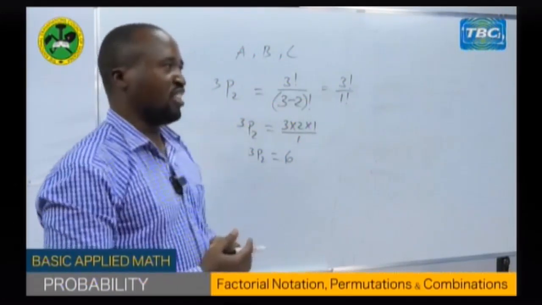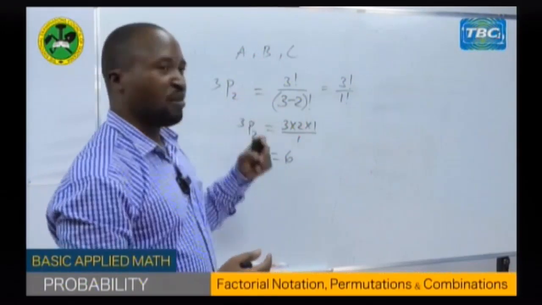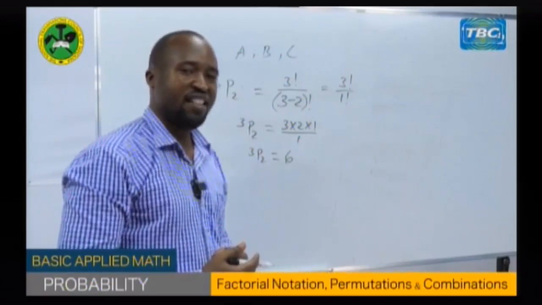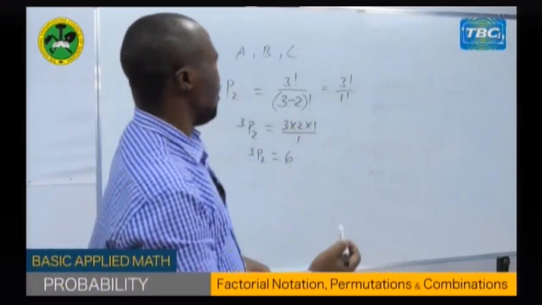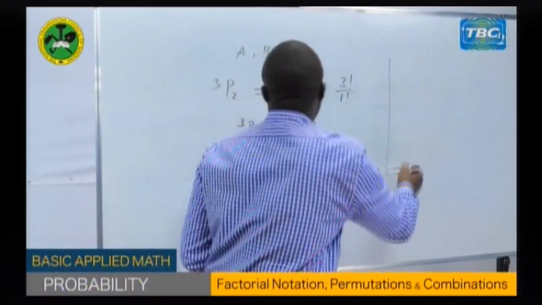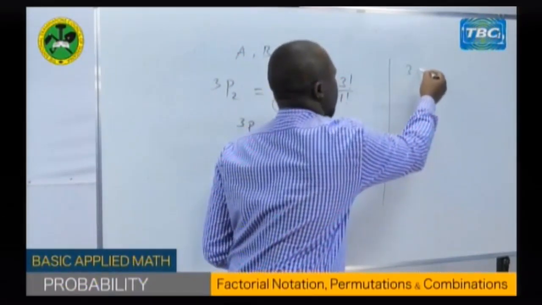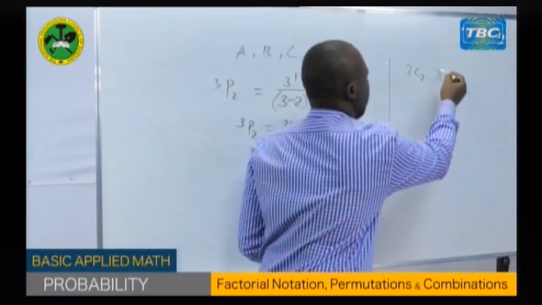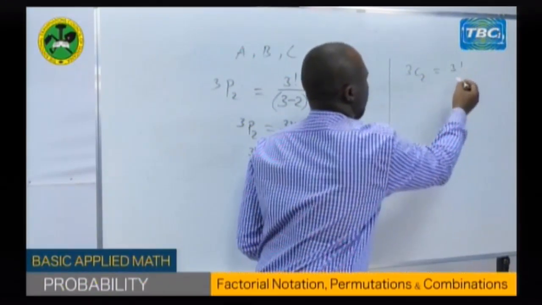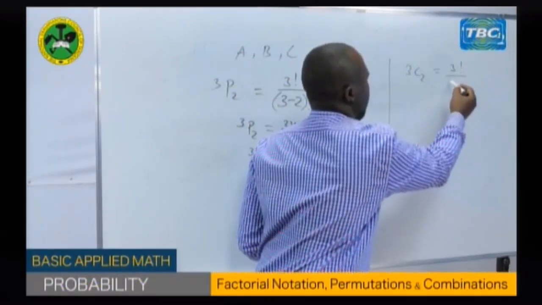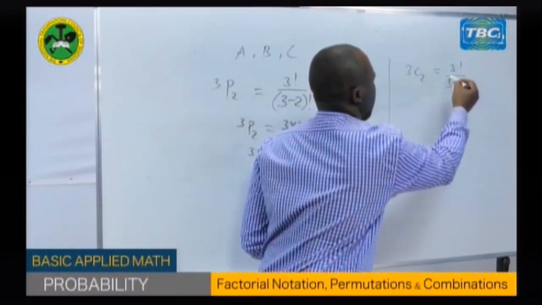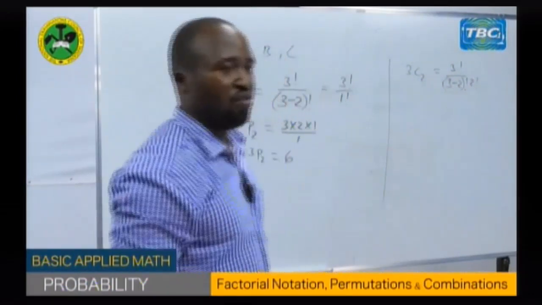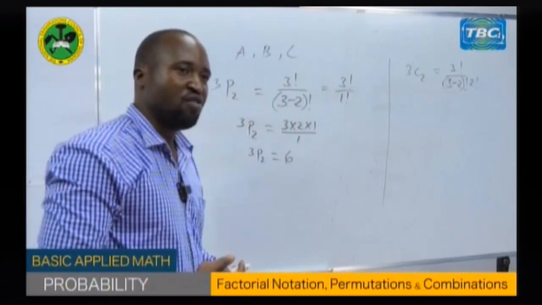Now again, this is permutation. Now suppose the same case, 3 pieces of marble, we need to choose 2, where the order is not important. We could say this is 3C2. I think you remember the formula. That is 3 factorial over 3 minus 2 factorial times 2 factorial. That is for the case of combination.